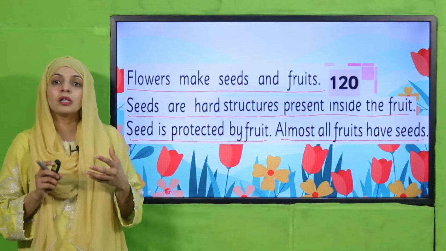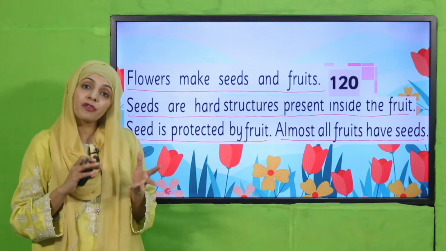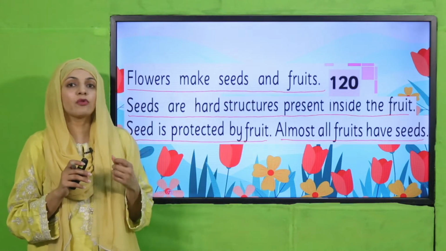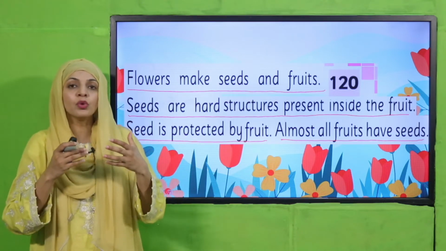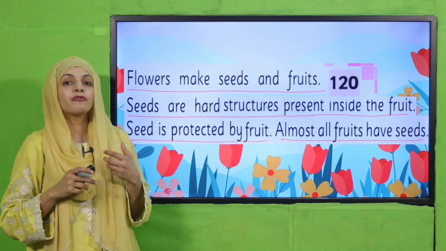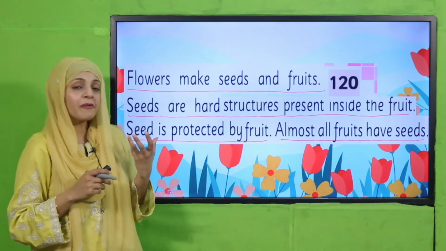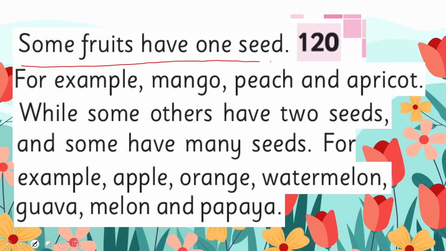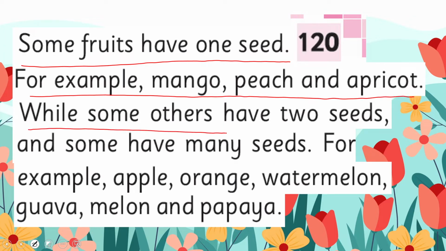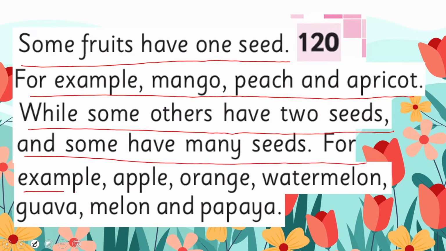So my dear students, जिन भी पौधों के ऊपर फल लगते हैं उनके ऊपर flowers present होते हैं और flowers से seeds या fruits बनते हैं और fruits के अंदर seeds होते हैं. So flowers, fruits and seeds are interconnected. So some fruits have one seed, for example mango, peach and apricot, while some others have two seeds and some have many seeds. For example, apple, orange, watermelon, guava, melon and papaya.